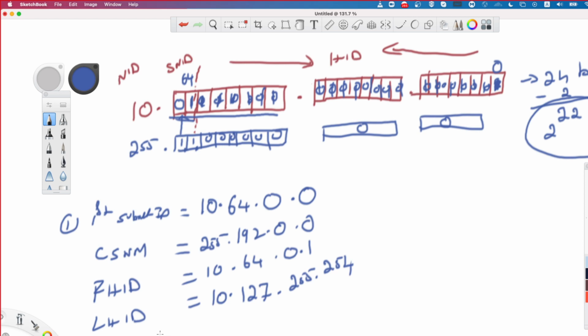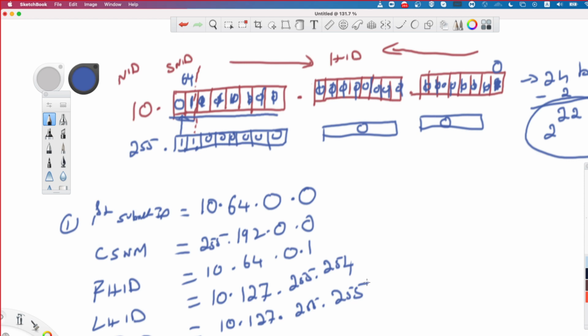Now you know what to find next. The broadcast ID. What is the broadcast ID of the first subnet? Which is nothing but plus 1 of the last host ID, which is 10.127.255.255. Sorry, 255, not 254. It is going to be 255, correct? So this is the broadcast ID of the first subnet within the 10 network if I reserve 2 bits from host to the subnet ID portion. Clear?